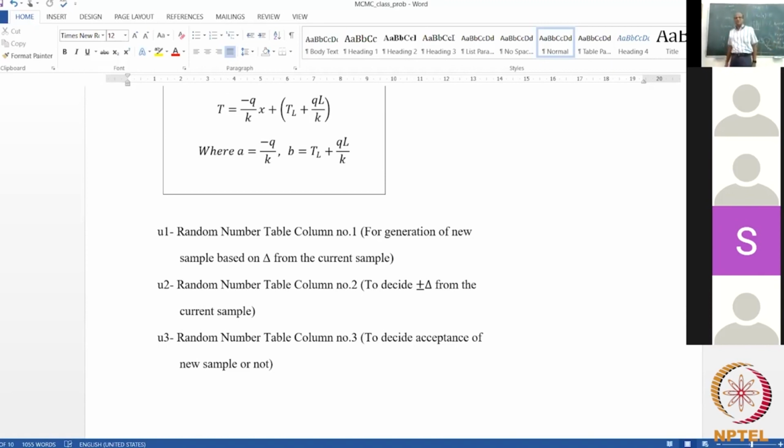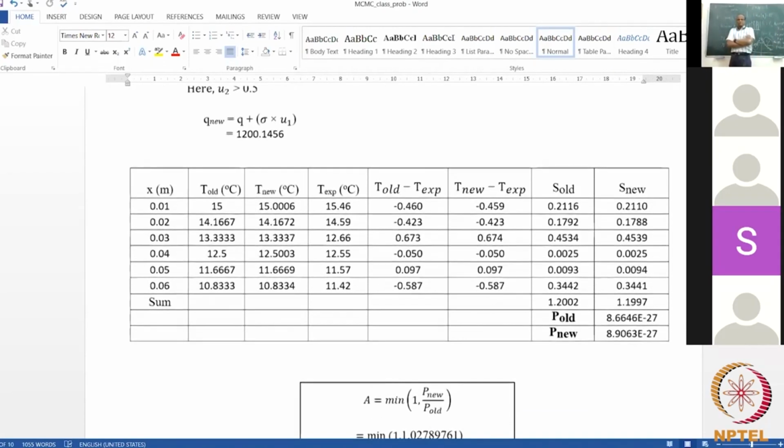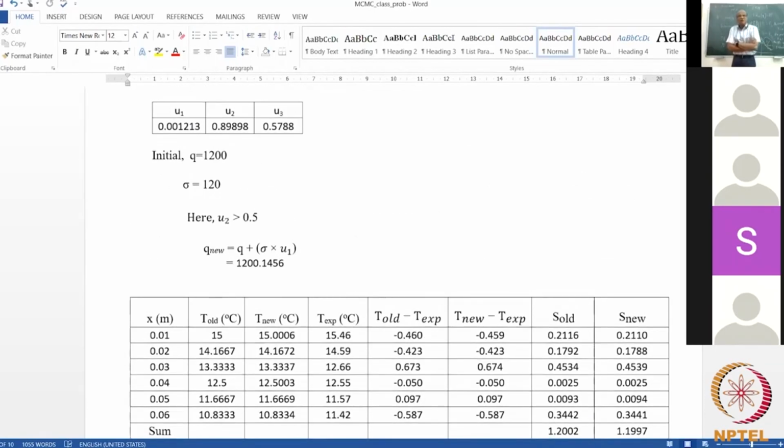Now go to the Excel sheet, Suraj. Yes, sir. So all of you just look at the random numbers given to you. Look at the first column, second column, and third column. The first row will be u1 is 0.01213, u2 is 0.8988, and u3 is 0.5788. Let us say that the initial sample q is 1200. So that will be the current sample. The standard deviation is 10% of the current sample, which is 120.